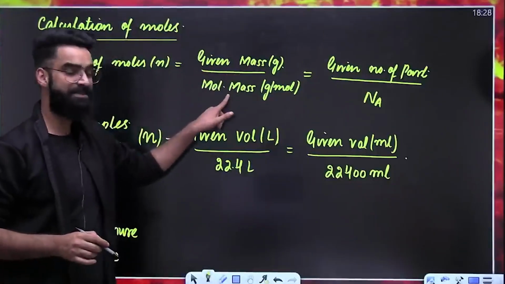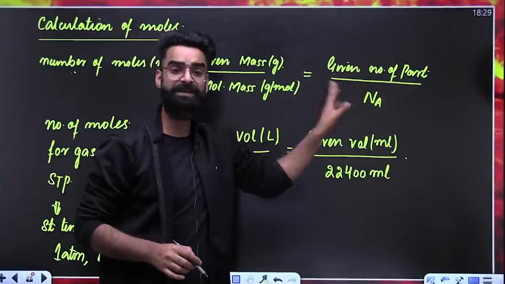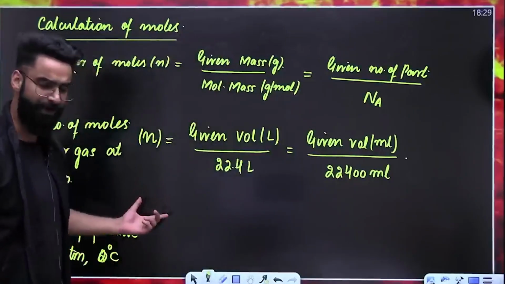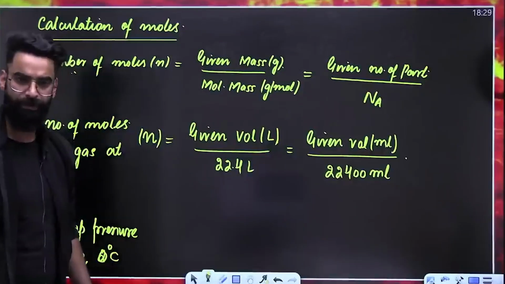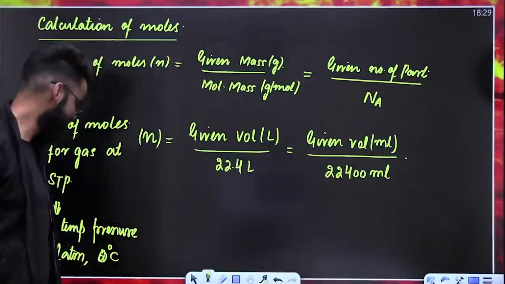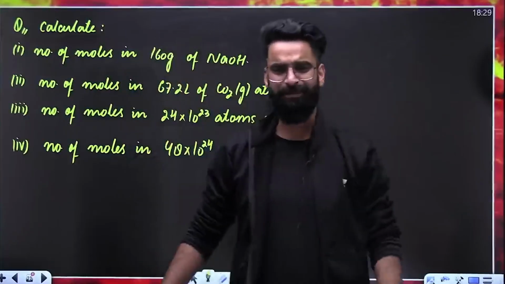Okay, these are a few basic results by means of which we can calculate the number of moles. Number 1, given mass of the substance divided by molar mass of the substance. Number 2, given number of particles of the substance divided by Avogadro's number. Number 3, given volume of the gas in liters divided by 22.4. So these three basic results, let's see exactly how they are applied.